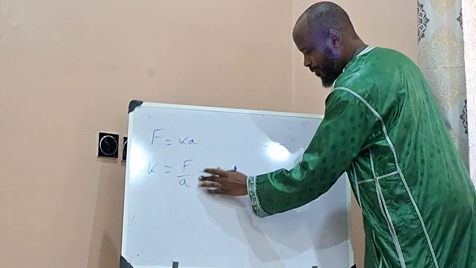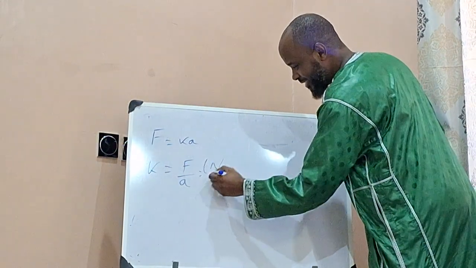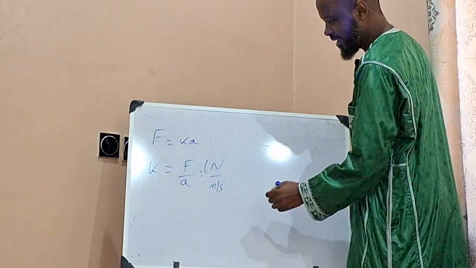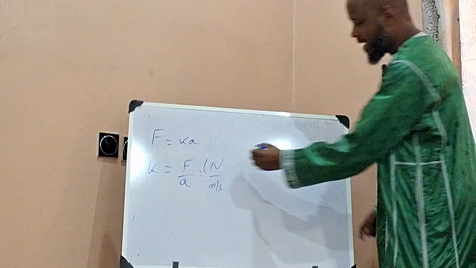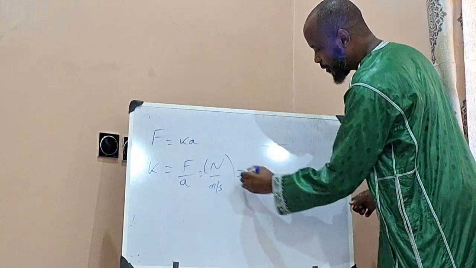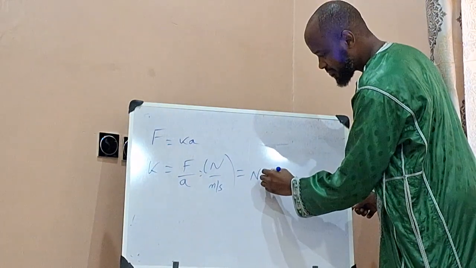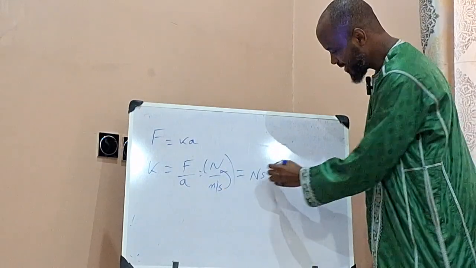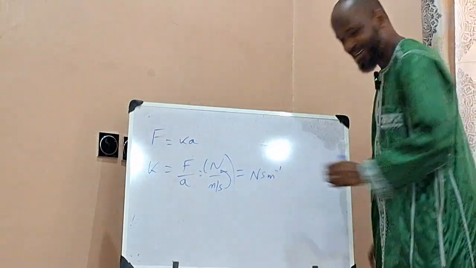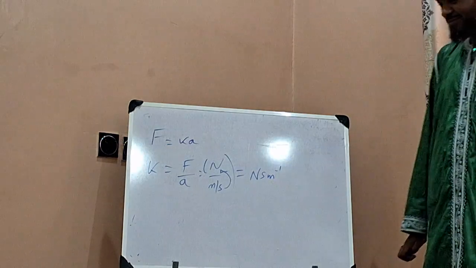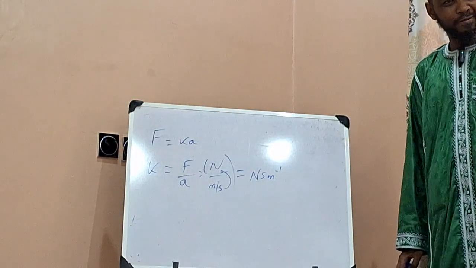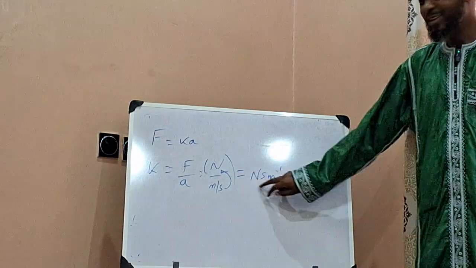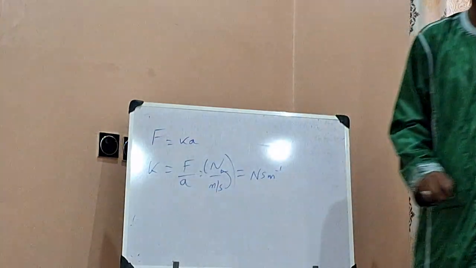And then, what is the unit of F? And the unit of A is meter per second squared, right? Yes. So K is going to be Newton second per meter, because the S will go up. Correct? Yes. Although if we put Newton here, this will simplify to give us kilogram.